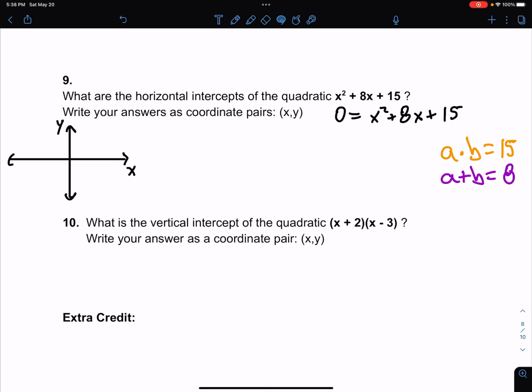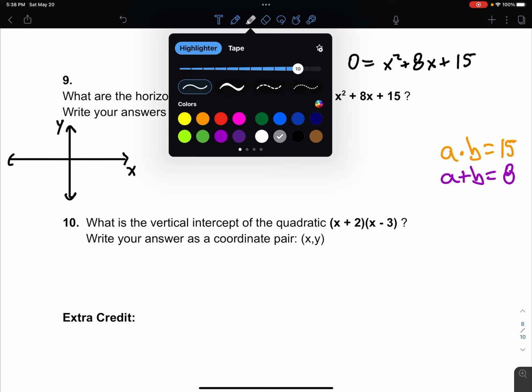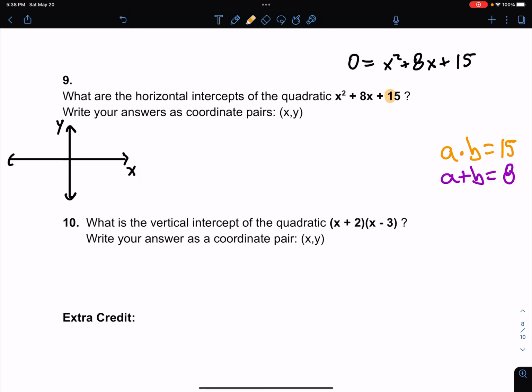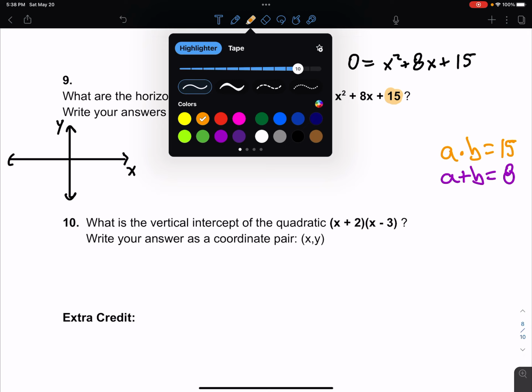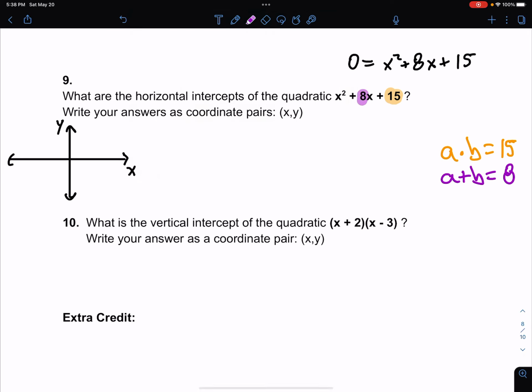Look at this. You see that 15? Let's maybe highlight the 15. Let's move this up here. I'm going to highlight the 15 in orange. I need two numbers that multiply to make 15, that constant value. And guess what color I'm going to highlight the 8? Purple. Because right here, a plus b has got to be equal to 8. I need two numbers. Why are we doing this? Because we need these factors. We're going to come up with these two factors.